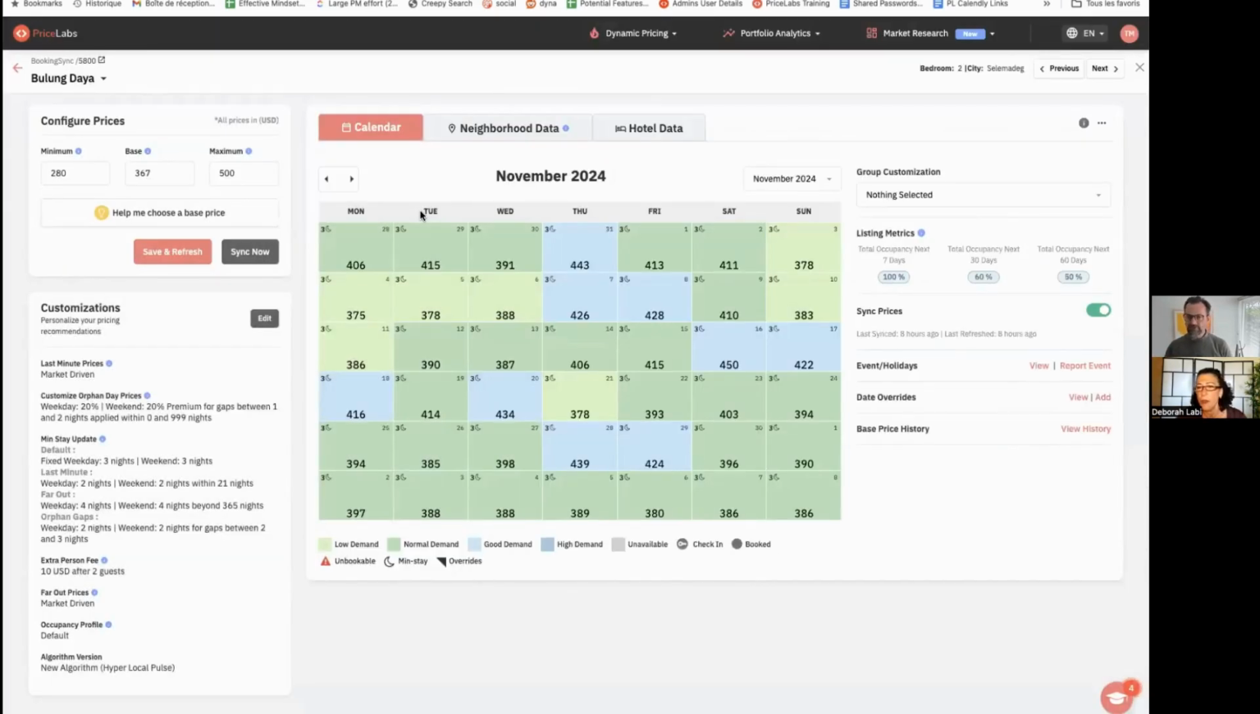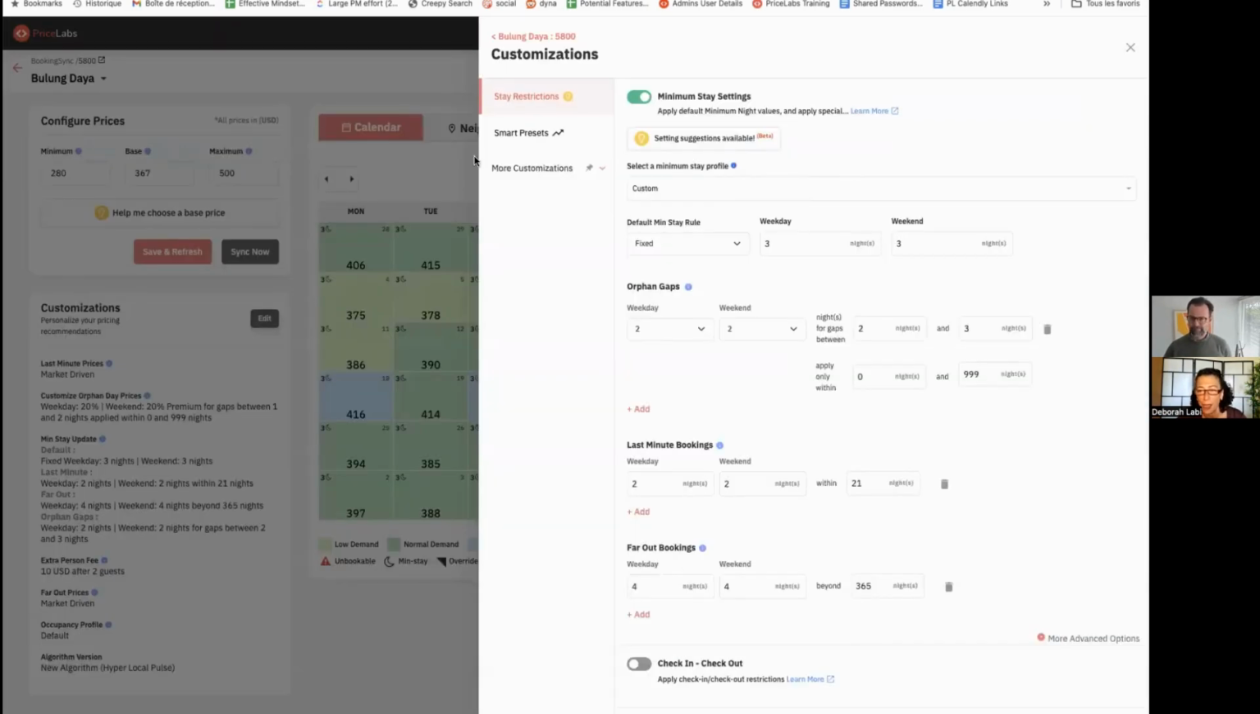Yeah, it's beautiful, all those customizations. It's incredible for someone new to dynamic pricing. Even just to wander in on the 30-day free trial and see all the different things that you can play with when it comes to pricing.